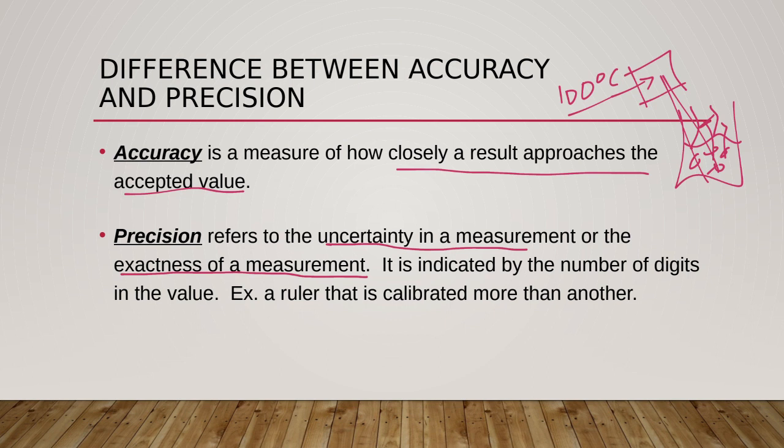That is good. If they were all reading 95, which is not accurate, but they were all reading the same value, they're still precise because they are reproducing or giving us the same exactness of a measurement every time. So recognize that with precision, sometimes values can be precise but not accurate, and sometimes they can be both precise and both accurate.